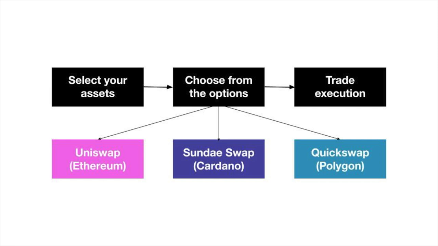So how would that look from a user's perspective? The user will simply visit the aggregator site and chooses the assets he wants to trade or bridge, and chooses the action he wants to take, like for example, sell or buy or bridge. And then the system gives him several different options and shows him, for example, the route using chain A will be the fastest, using chain B will be the cheapest, and using chain C will be the most convenient because you already have the funds on chain C.